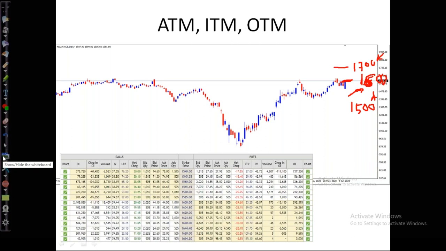Okay, nice. That is in the money and out of the money in a buy direction, in a call direction.